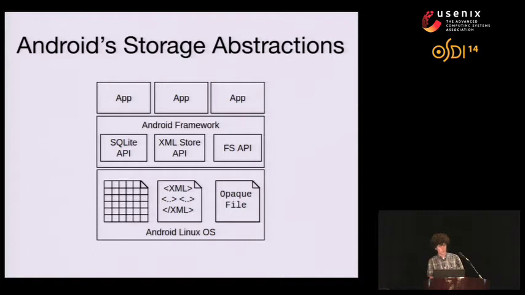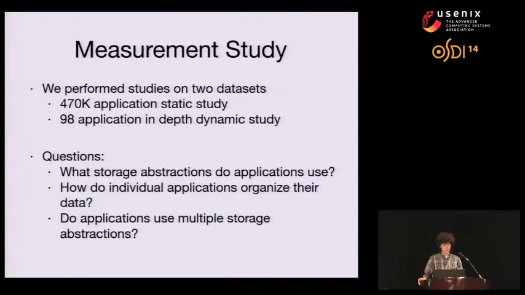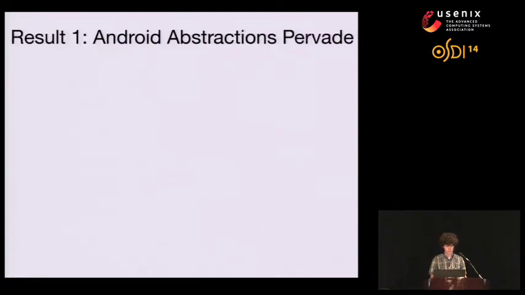So to answer this question, we ran a measurement study. We performed studies on two different data sets. The first is a static study of 470,000 free applications from the Google Play Store that we decompiled and analyzed. The second is a dynamic study where we execute the basic functionality in 98 applications. And we asked a bunch of questions in doing this study, such as what storage abstractions do the applications actually use? Do they use the default storage abstractions? And if not, what do they use? And also, how do applications organize their data? Is it all in SQLite, or do they tend to use multiple abstractions?